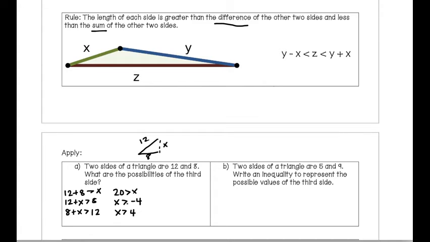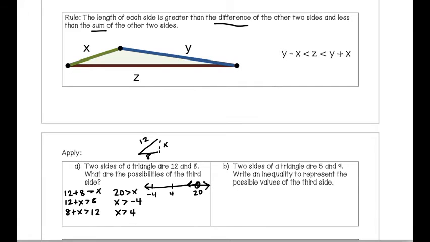So this negative 4 one doesn't really help us because if we go ahead and put all of these on a number line, negative 4 is down here, 4 is here, and 20 is back here. So if we know that x needs to be less than 20, that's going to go somewhere to the left of 20.